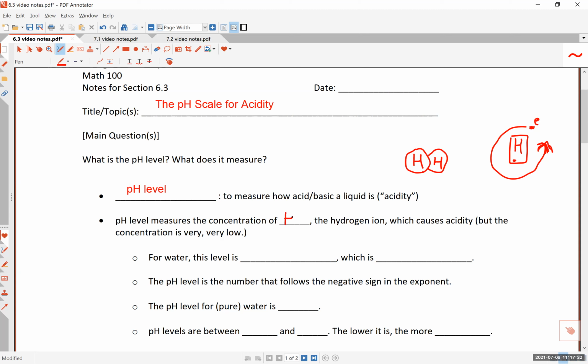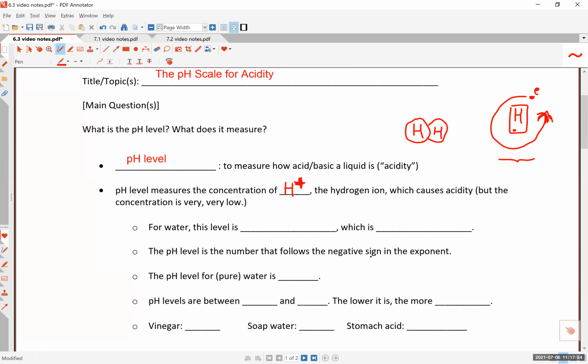And that is called H+. When a hydrogen atom loses an electron, it becomes H+. It's called an ion, an electrically charged thing, which is sort of like an atom, except one electron is lost here. And that determines the acidic level of the solution. So the pH level measures the concentration of H+, the hydrogen ion, which causes acidity.